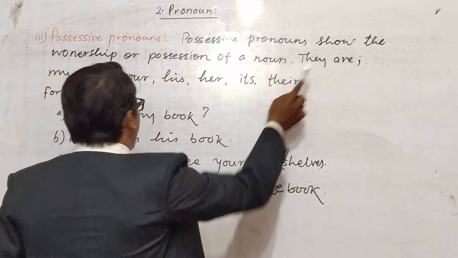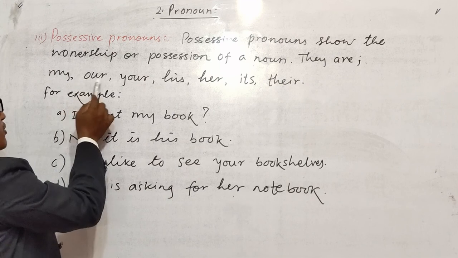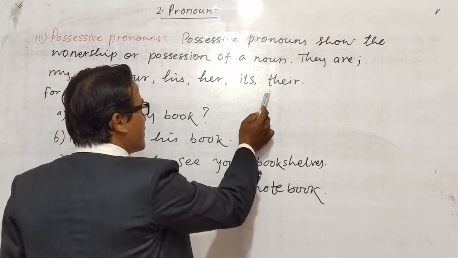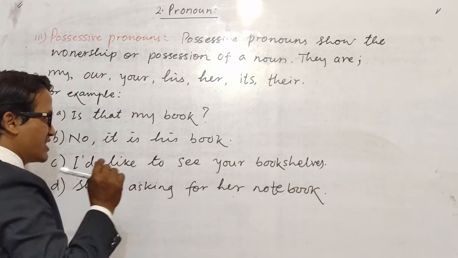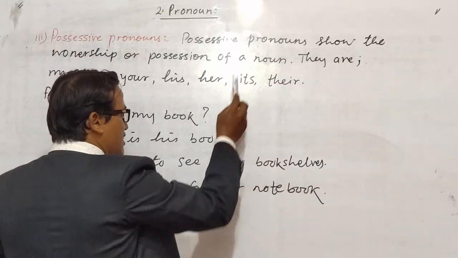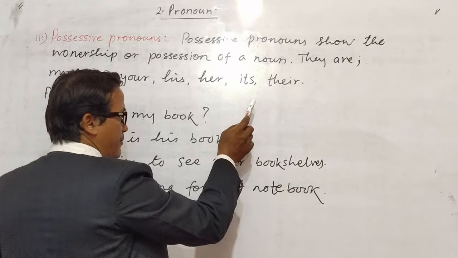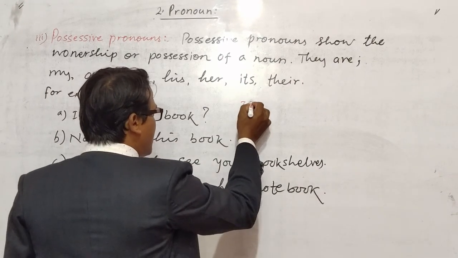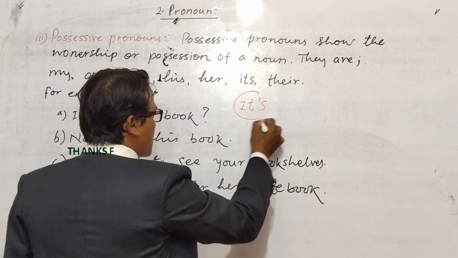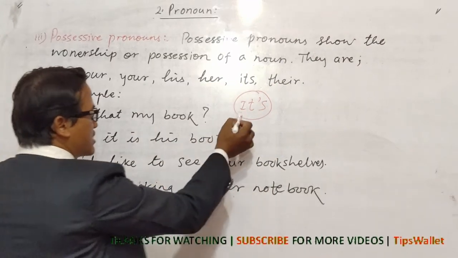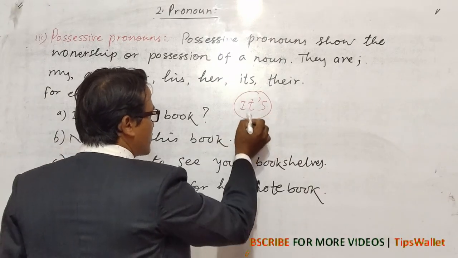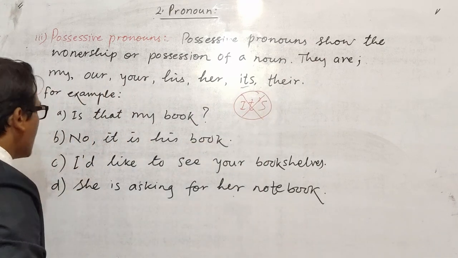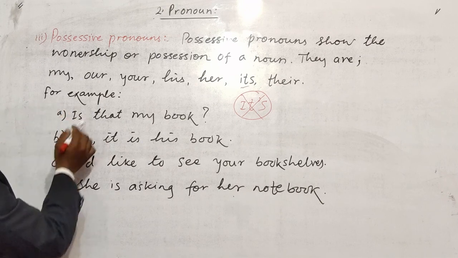Okay, and they are mine, our, your, his, her. Mind it, the note is here: in this case, there is no use of apostrophe. Okay, no use of apostrophe. Just like I-T-S. This is not a possessive form. Okay, this is called what? It is. So that's why it is wrong.